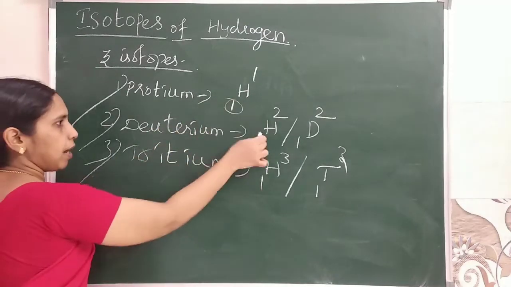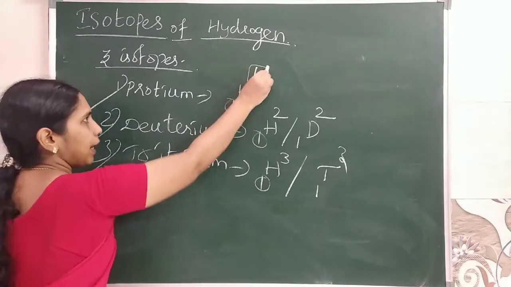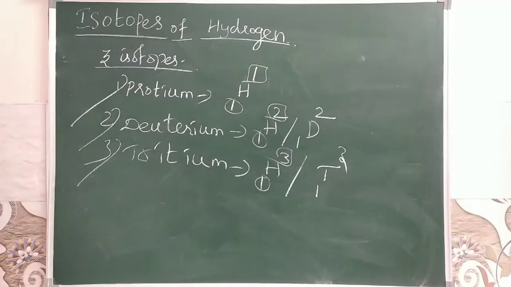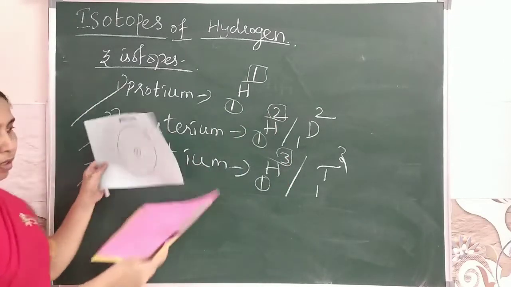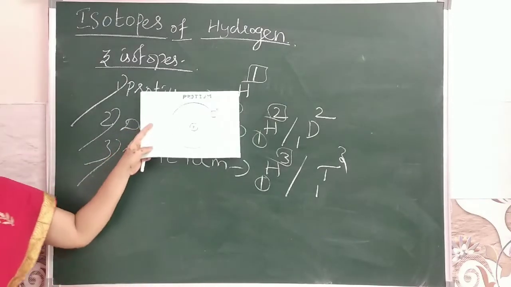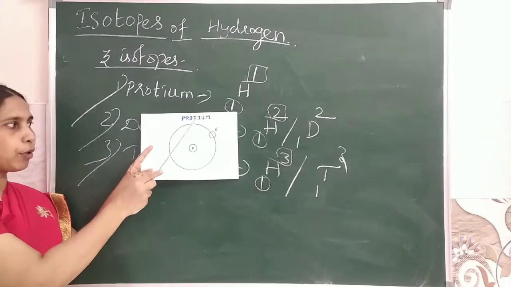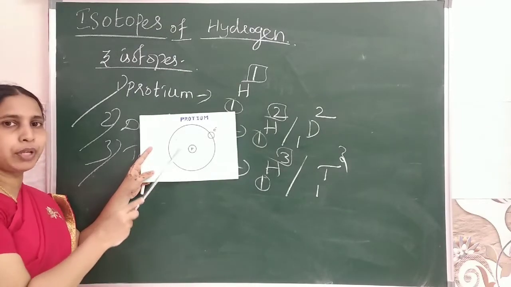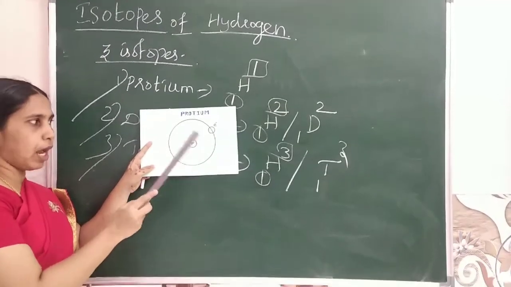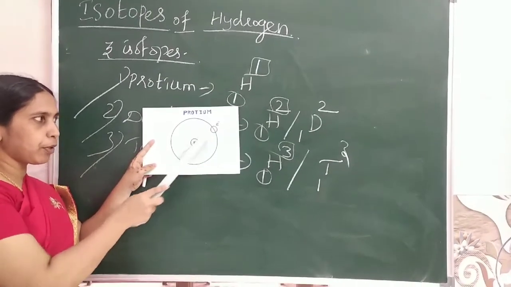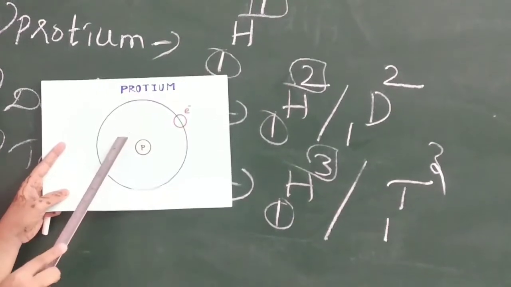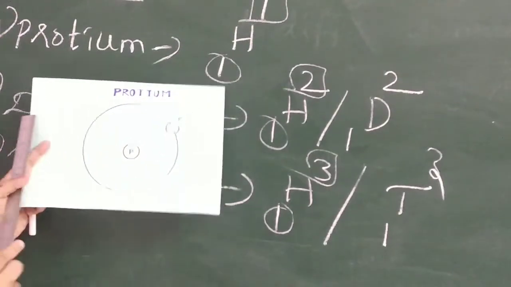Same atomic number but different mass number. So, this is protium. Protium means one proton, and there will be no neutrons. The number of protons is equal to the number of electrons. So, in protium, there will be no neutrons.